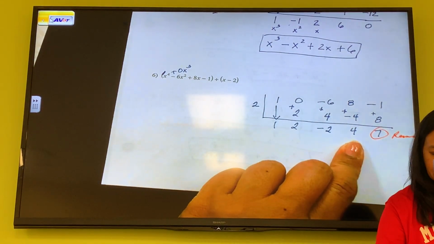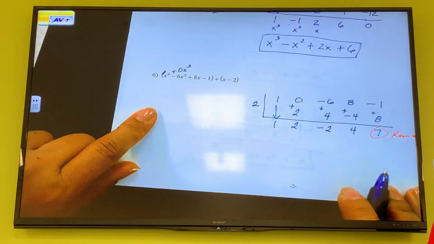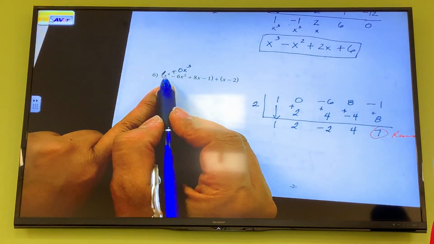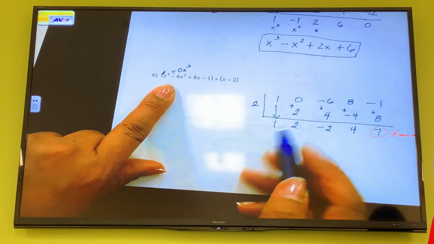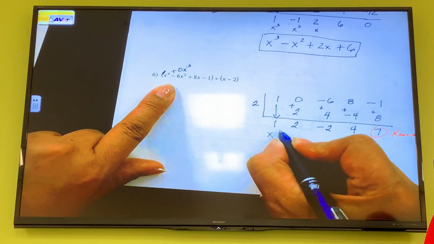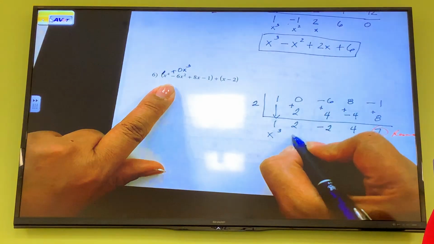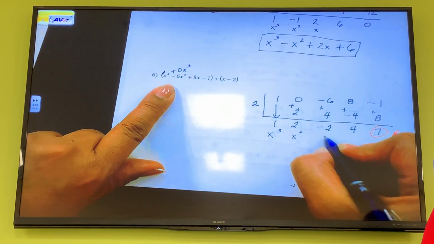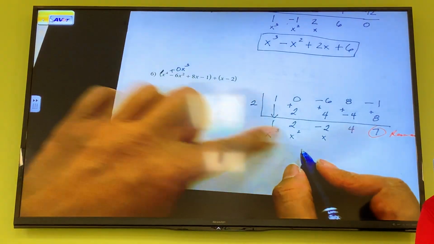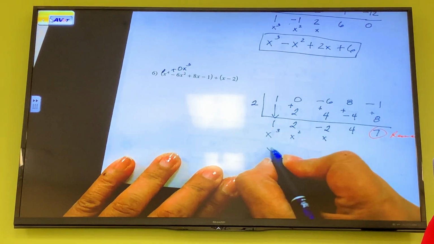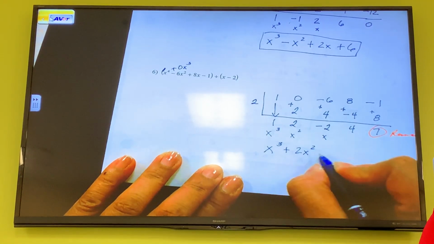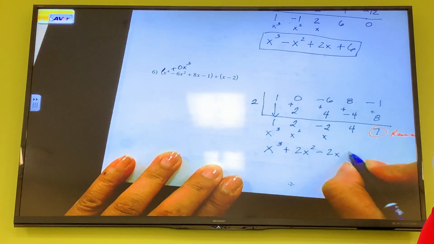So all we need to do now is to just write out our final answer by putting in our variables. The highest exponent is x to the 4th. It's always 1 less than the highest exponent. So that means this first answer will be x to the 3rd. The 2 will be x to the 2nd. This will be your x, and this will be your constant. Okay? It's already going to be always in standard form. So write out the final answer. X cubed plus 2x squared minus 2x plus 4.